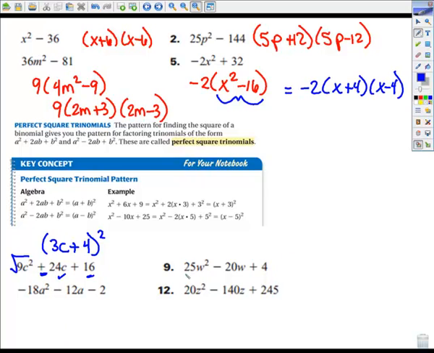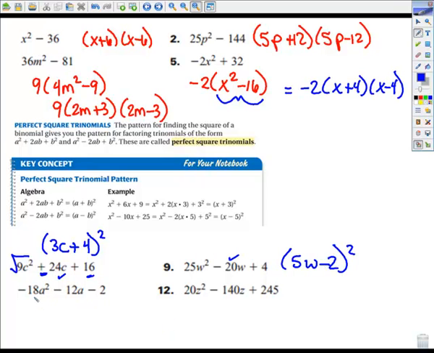Let's try this one. Again, I don't have a greatest common factor, so the square root of 25w squared is 5w. Right here, there's a subtraction sign for the middle term, so I'm going to put subtraction, and the square root of 4 is 2. So 5w times 2 is 10w, times 2 is 20w, and there's a subtraction, so it does work.